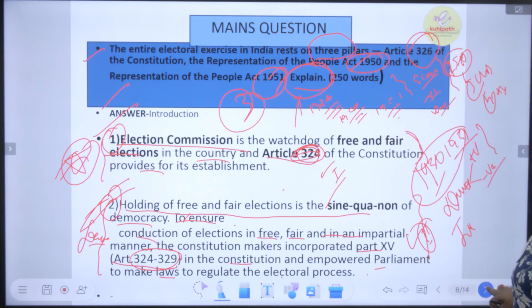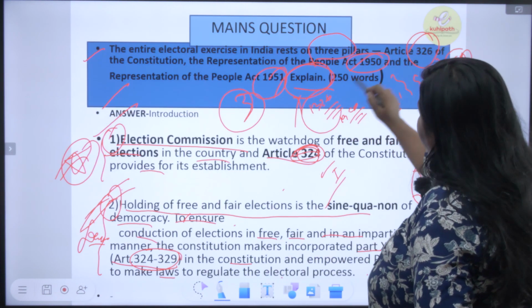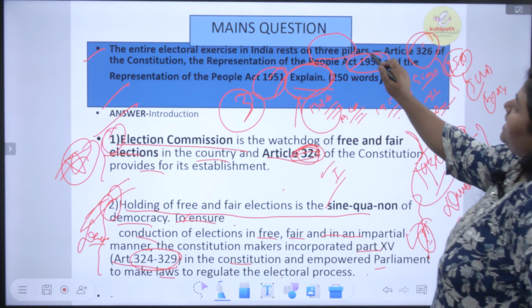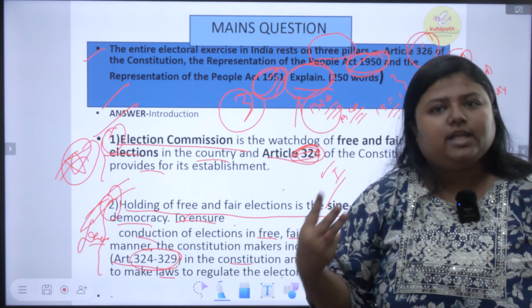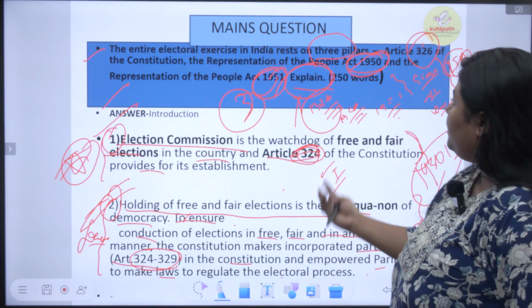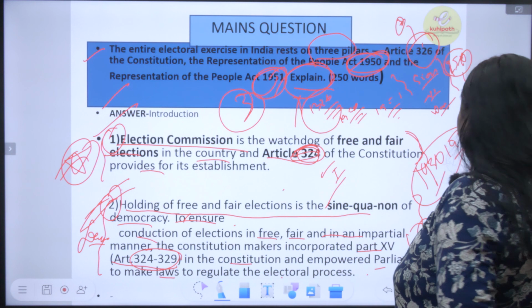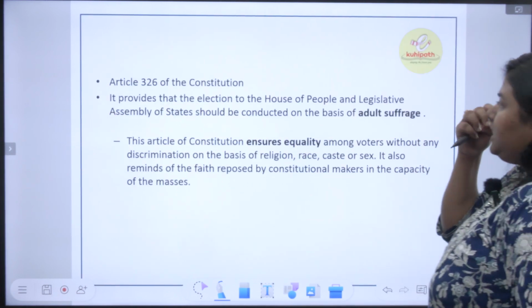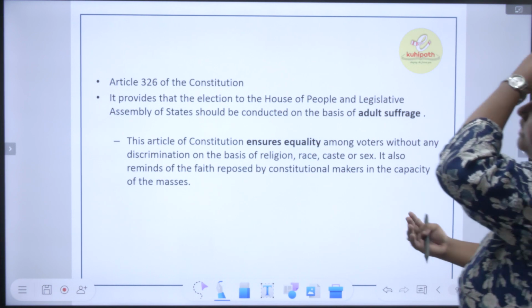Now let us see what we have to write in the body, right? So in the body, I had discussed that we will have three parts: Article 326, the 1950 Act and the 1951 Act. You will have to write these three separately. Okay, and if possible, try to write 3-4 points under each of them. Fine. Okay, so let us quickly try to revise, as we have already studied these.